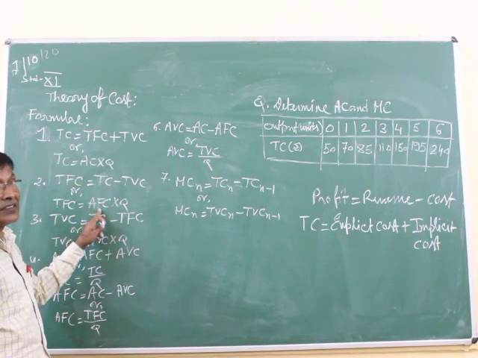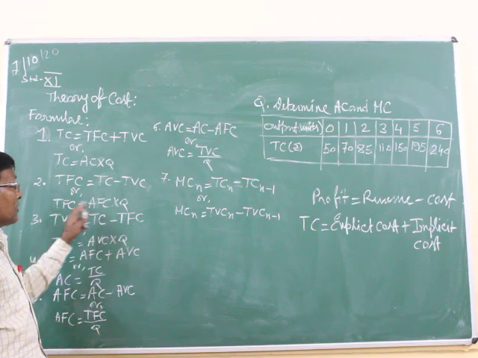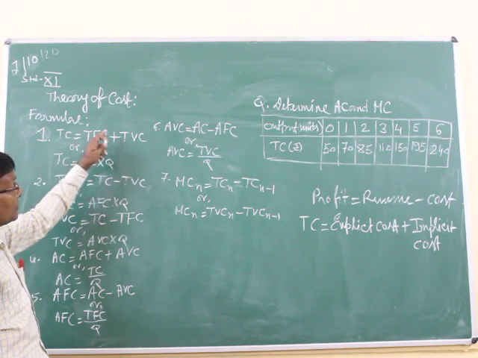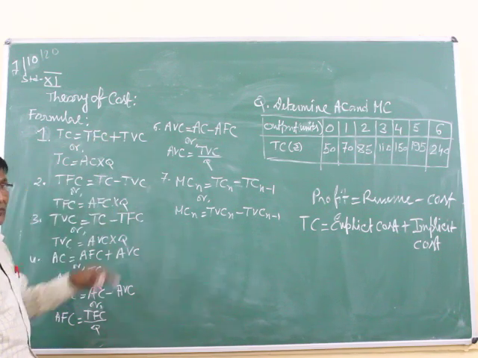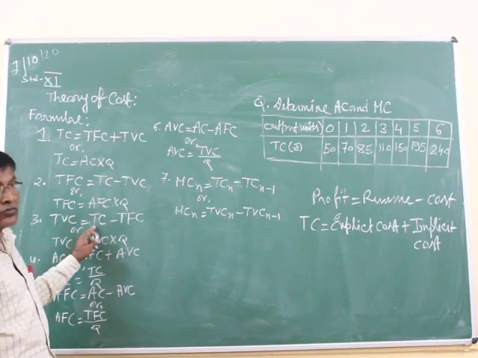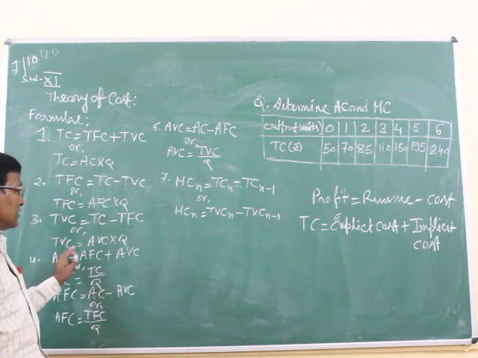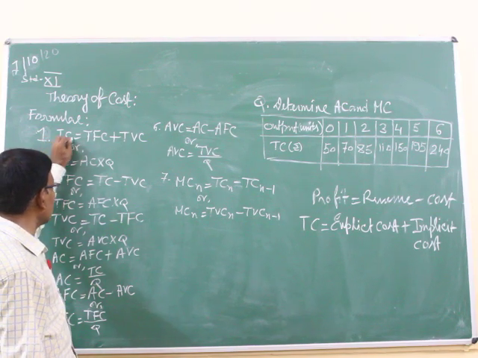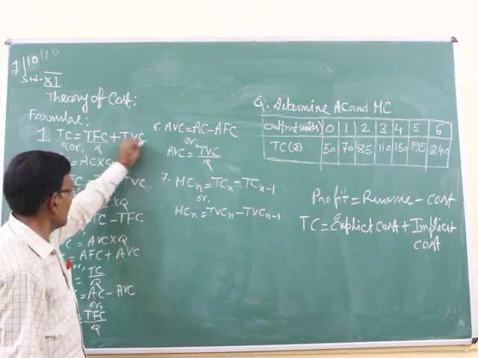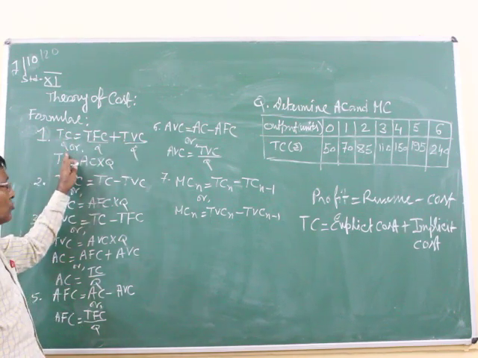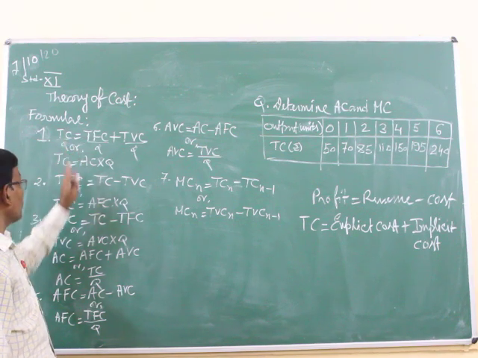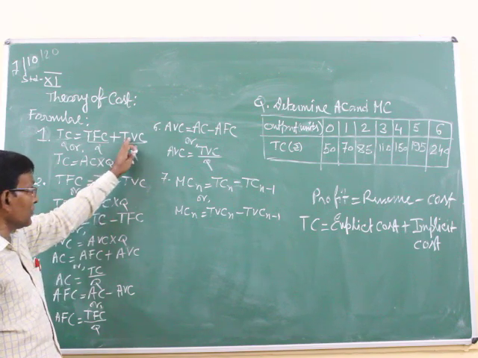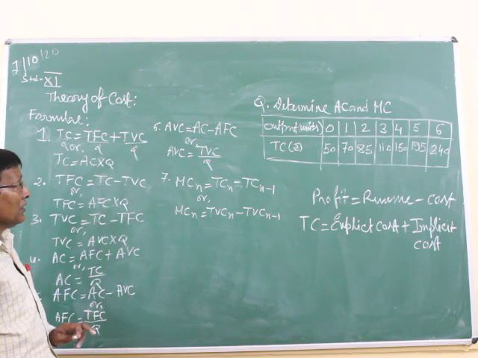Next one is TFC. How to find out TFC? TC minus TVC, by interchanging. And from the average concept, we can find the total concept by multiplying by output. Next one is TVC. From this equation you will be able to calculate all the formulas. TVC equals TC minus TFC, or TVC equals AVC into Q. Next one is AC. If we divide both sides by Q, what will we get? TC by Q, Q stands for output. TC by output is AC, average cost. TFC by Q, output, is average fixed cost. TVC by Q is average variable cost.